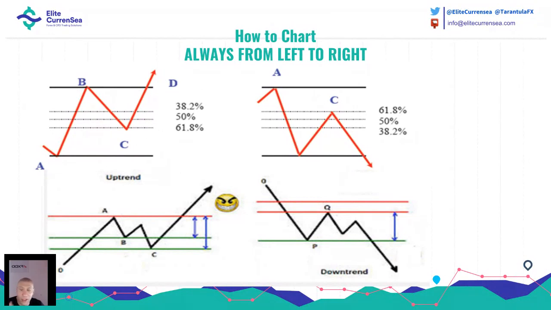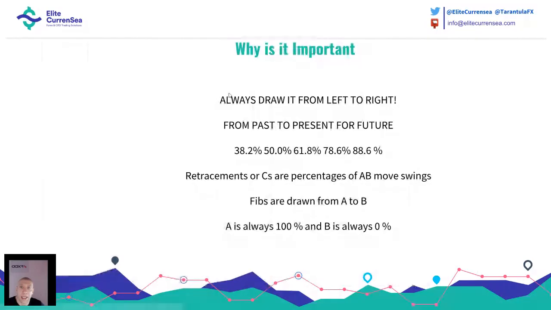So the 1 hour time frame is usually the strongest, I would say. 4-hour time frame. Okay, always, guys, draw it from left to right. Always from past to present to give a future outcome. You need to add 78.6 and 88.6 because those numbers are not present. Also, you need to add 9 and 14. I will show you how to do that.